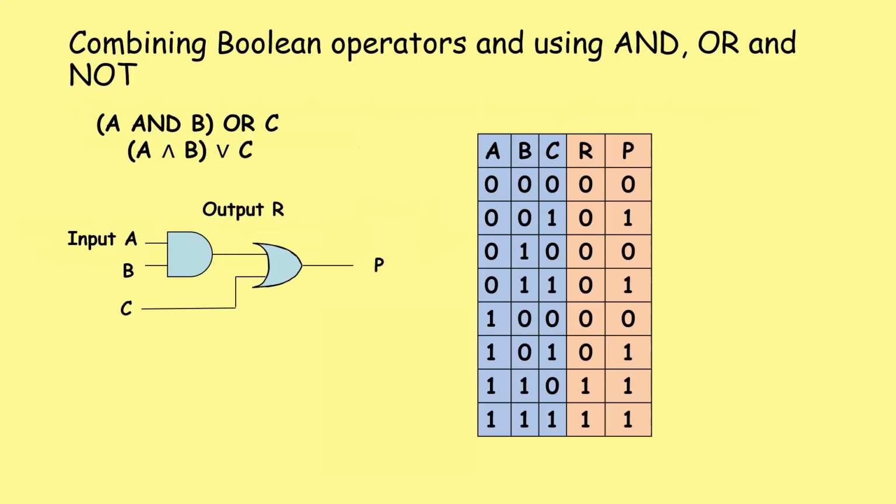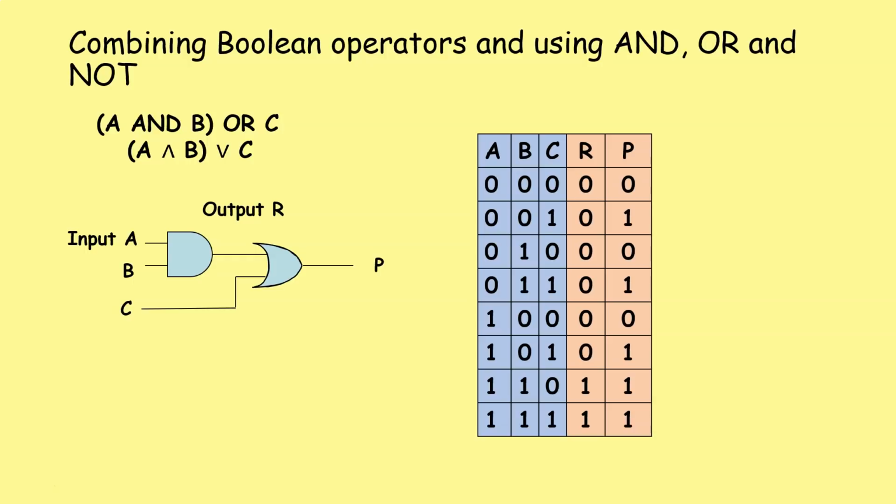Let's look at another combination. We've got (A AND B) OR C. So we can draw that. We've got our 2 inputs, A and B, going into the AND gate. We've got a third input, C. The output from the AND gate is R, and R and C both lead into the OR gate, and we've got the final output of P.